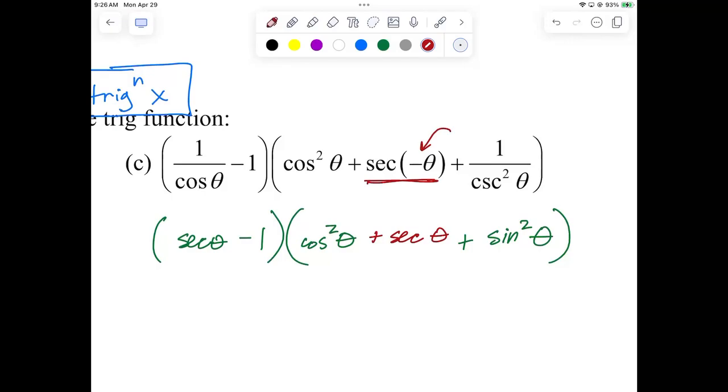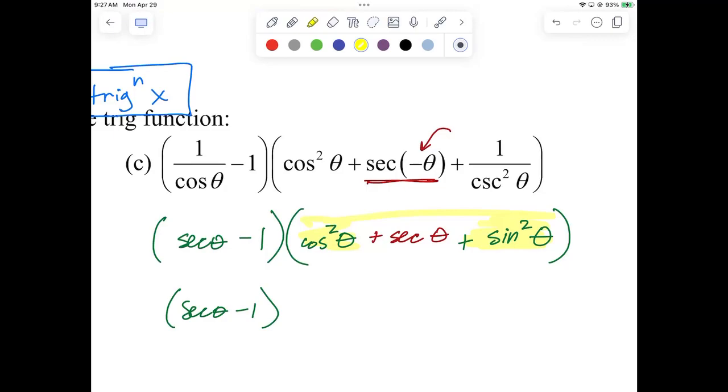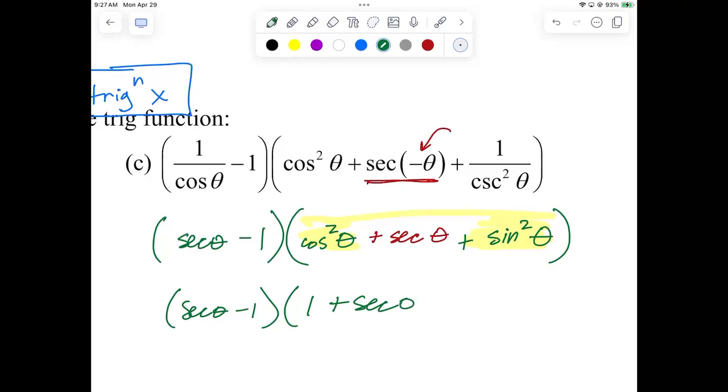Now I reassess. I don't think there's much to do yet in the first one, so I'm just going to call it secant theta minus 1. But what do you notice in the second factor? Cosine squared plus sine squared. They don't have to be written side by side, do they? The associative property of addition allows us to associate them however we want. So I can replace both of those with what? The number 1, and I get 1 plus secant of theta.